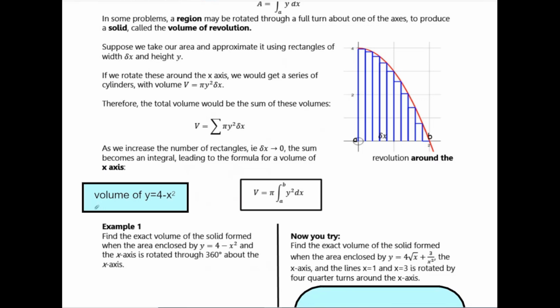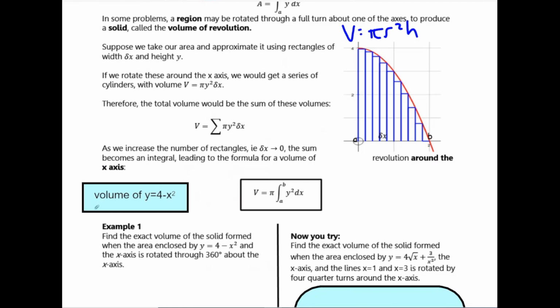Cylinder, yeah. So if I take this rectangle and rotate it around the x-axis, I get a cylinder. And I'm going to take all of these rectangles, rotate them all around the x-axis and get a bunch of cylinders. And if I add up their volumes, I'll get the total volume of the shape. Okay. You know the formula for a volume of a cylinder is pi r squared h.